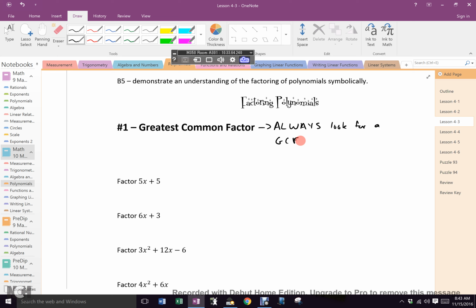But don't fall into the trap of thinking, I factored the crap out of that polynomial, I'm done. Don't fall into that trap because the next warning is you may need to factor further. Okay? So don't fall into that trap.